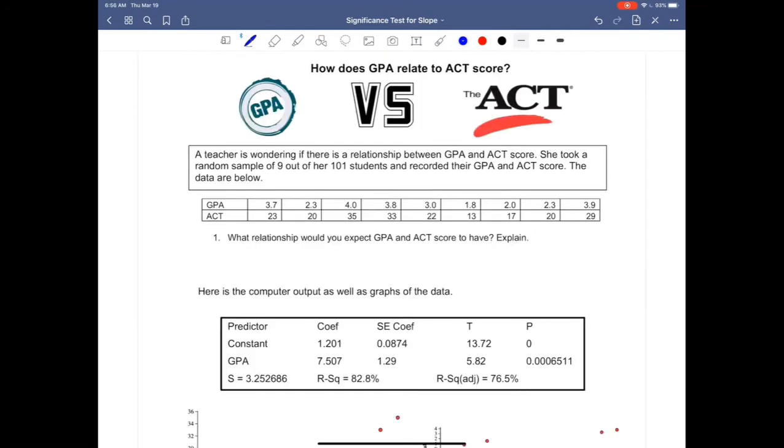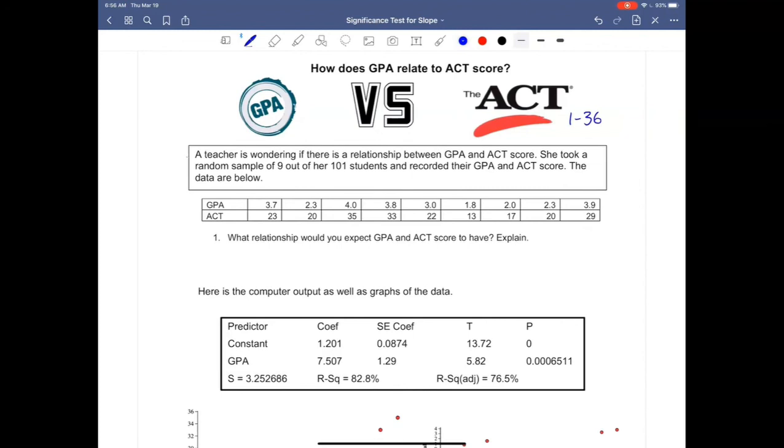So let's take a look at the context for the activity for this lesson. The question to be answered here is, how does GPA relate to ACT score? Now, the first thing that you have to know about the ACT test is that it will give a student a score somewhere between 1 and 36. So a 36 would be a perfect score.